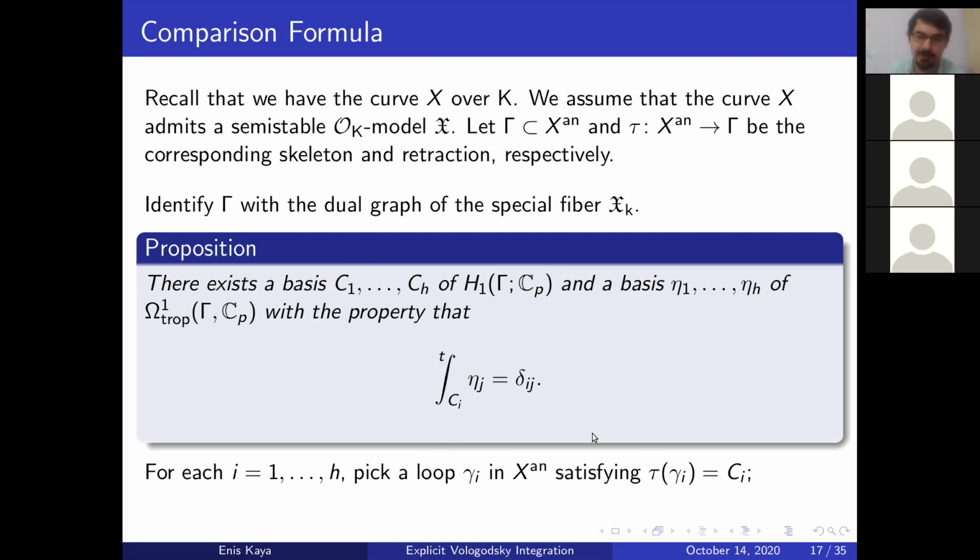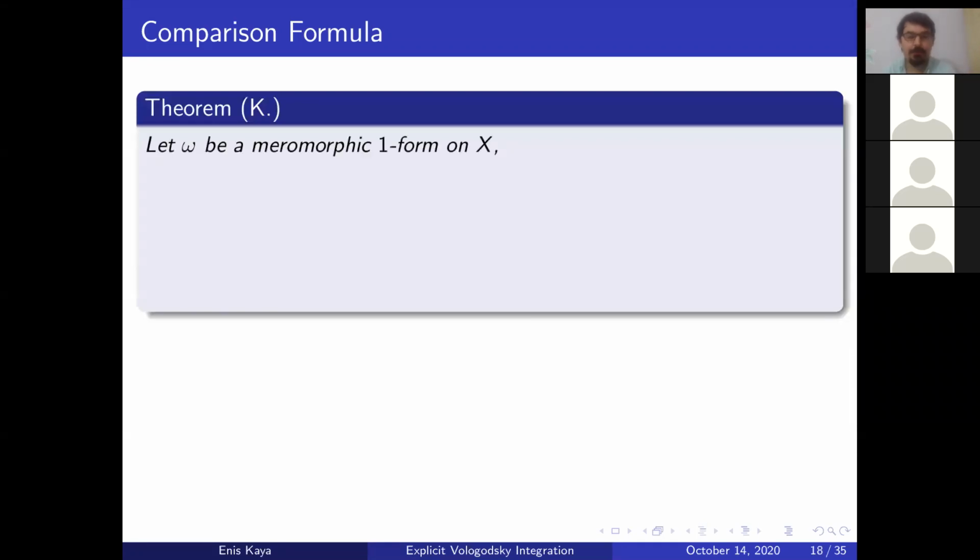So finally, I am ready to state my theorem. Here we have a meromorphic one-form on our curve that we fixed in the beginning. We have two rational points, and we pick a path gamma in the Berkovich space from X to Y. Okay, how do we know that such a path exists? Recall that the algebraic curve is connected if and only if the Berkovich space is path connected. But this is how we pick X in the beginning. So such a path indeed exists.